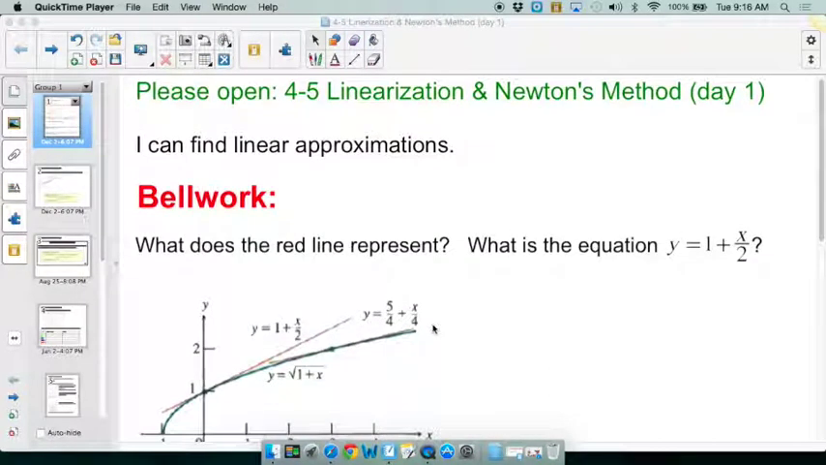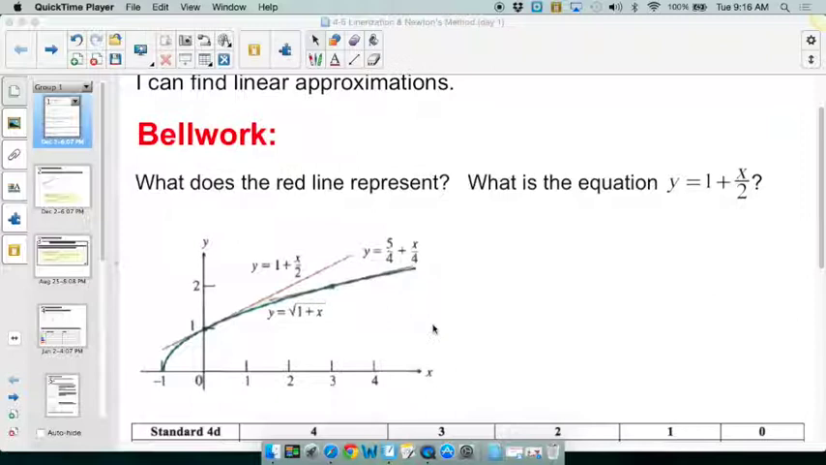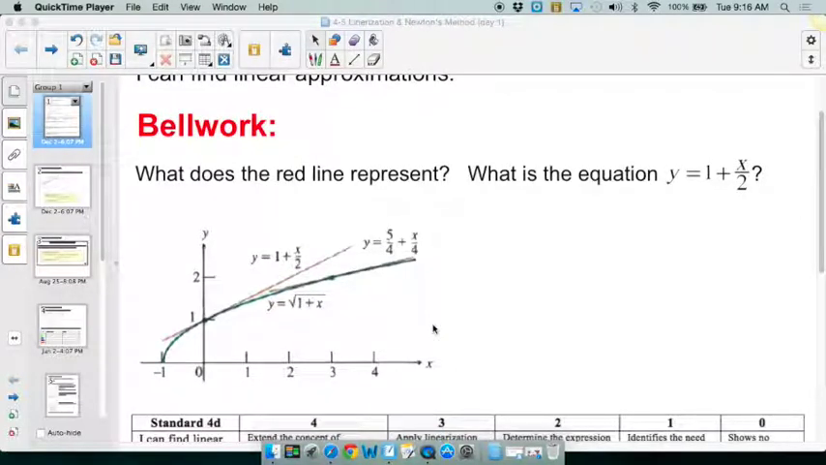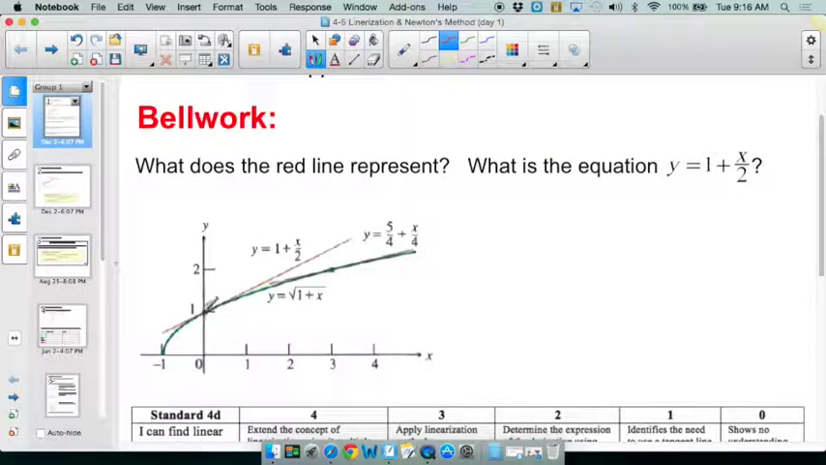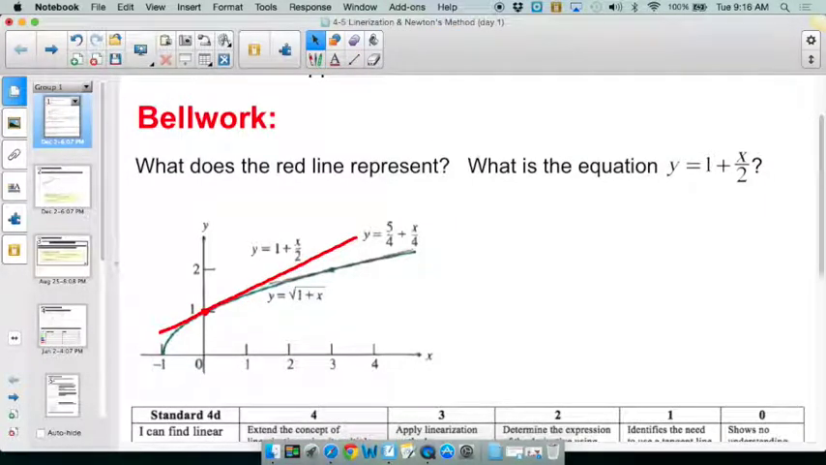Looking at this graph here, what does the red line represent? I think on your printout it's a little more clear, but we've got a point here and we've got a red line here. I think the function is in black pen. What does that red line represent?